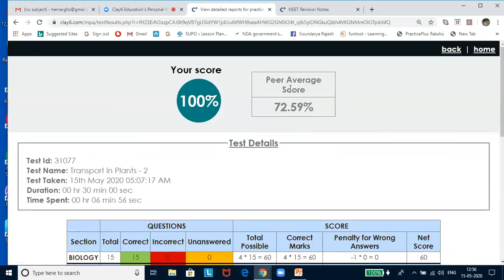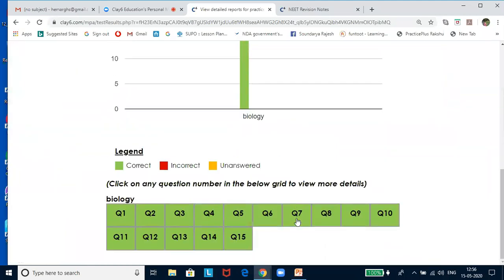So all the questions are right and you are getting 100% here. If by mistake I had done something wrong over here, then from the legend you can understand this card grid will get a red color. You just click on that particular question. It will display your answer and also the correct answer. It will also give you the explanation to say why your answer was incorrect. Suppose if you have not answered, it will be yellow in color. You click that also and try to find out the answer along with its explanation.